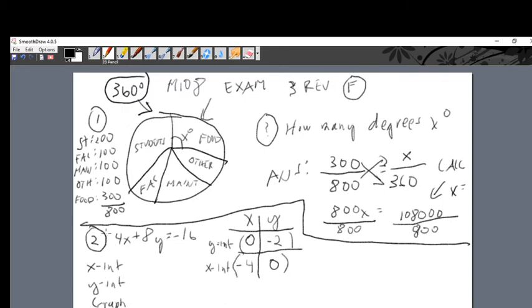How do you graph this? Go to a graph. I don't even have to make a big one here. Right over here, you plot 0, negative 2. That's 1, 2 right here. You plot negative 4, 0. 1, 2, 3, 4 back to the left over here. If I want to be really careful, I'll call this 0, negative 2. I'll call this negative 4, 0.